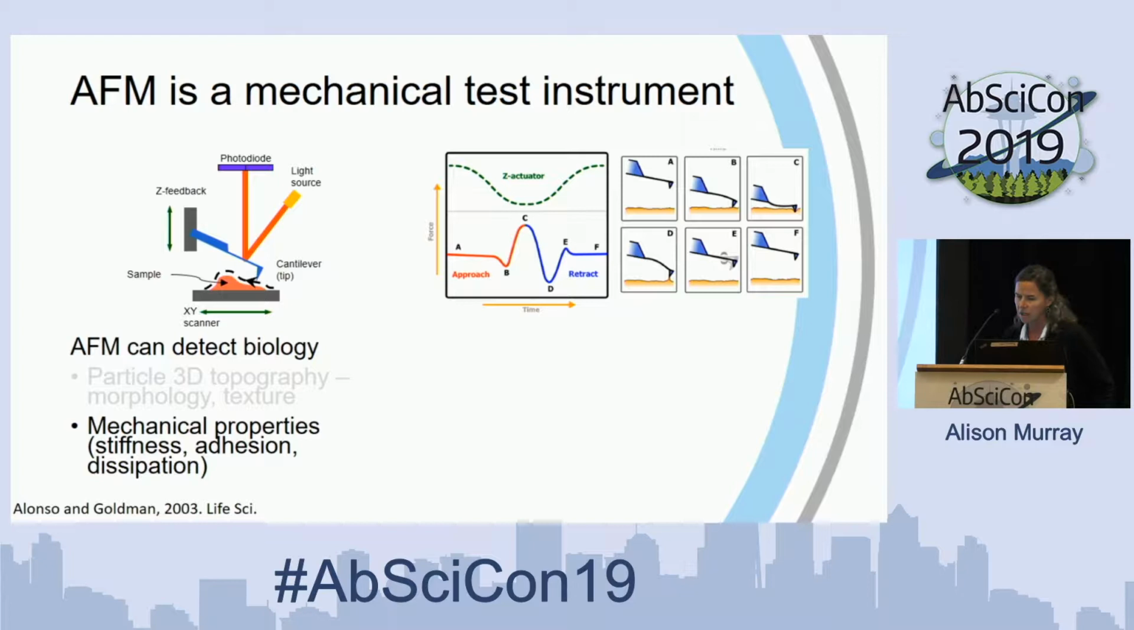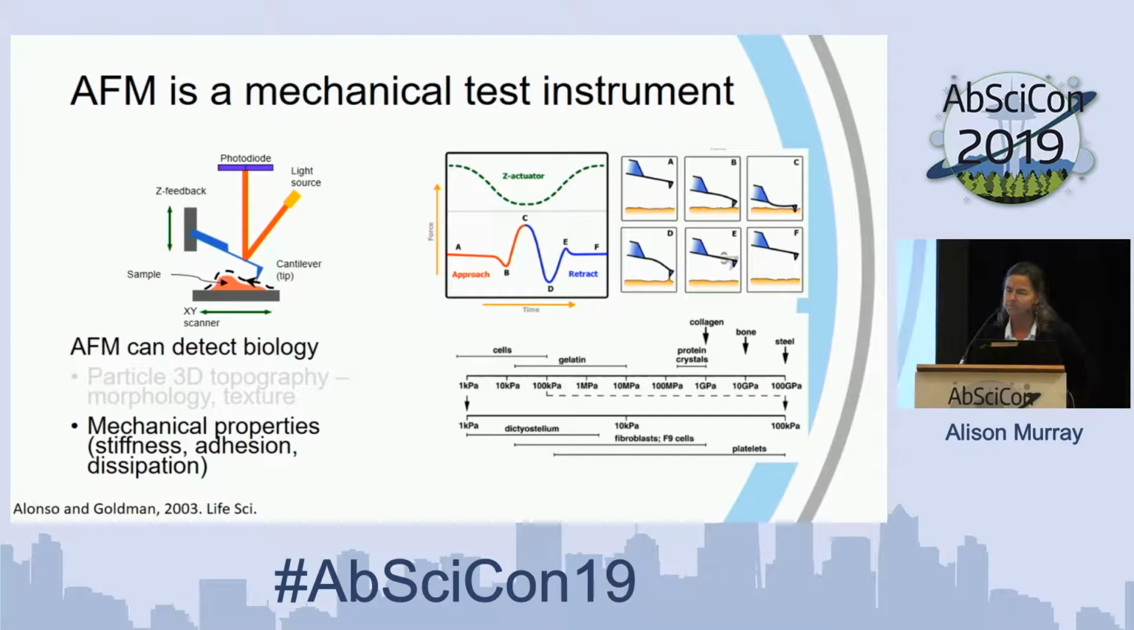And so you can see a sort of cartoon diagram in the top figure here. On the bottom is a scale showing the stiffness, measured in kilopascals, over 8 orders of magnitude difference between cells and hard materials like steel.